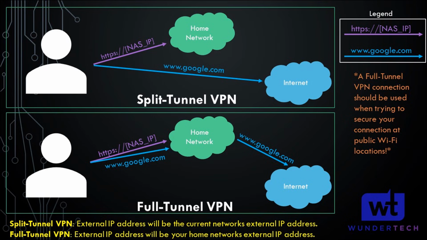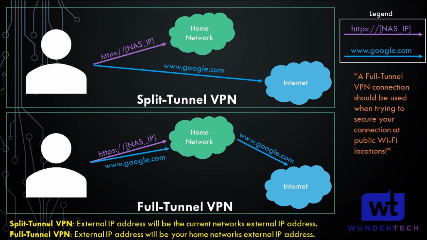Now with a split tunnel VPN, you're only going to be routing traffic for the items on your home network or wherever pfSense is stored. So for me in this example, if I was to access my NAS IP address, it would automatically go through that VPN tunnel. However, if I was accessing Google, it would go directly straight to the internet.